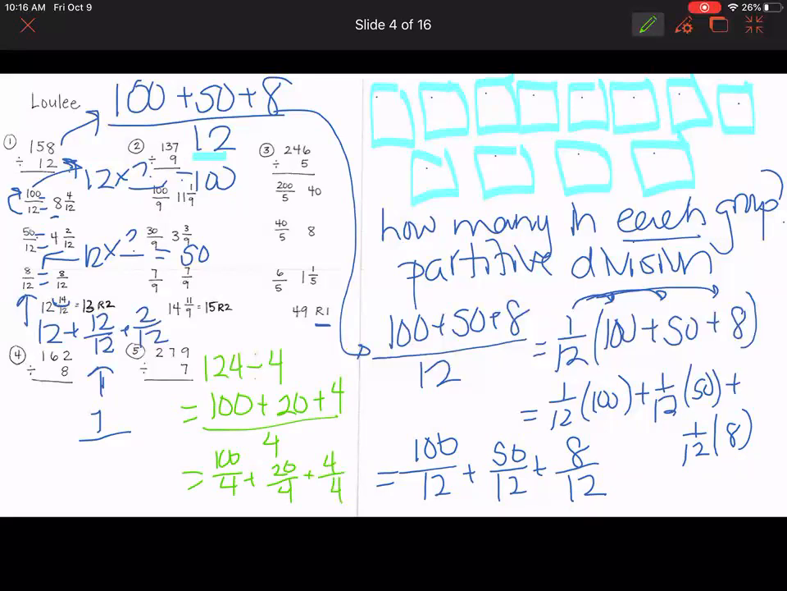Like Loulee's doing that vertically, and I showed it horizontally. And now you can see 100 divided by 4 is 25, 20 divided by 4 is 5, 4 divided by 4 is 1, and 25 plus 5 plus 1 is 31. Now, check it out. Does that work? Check it with your calculator, right?